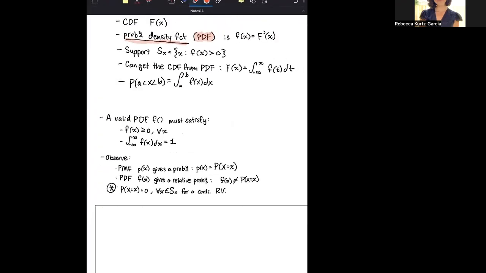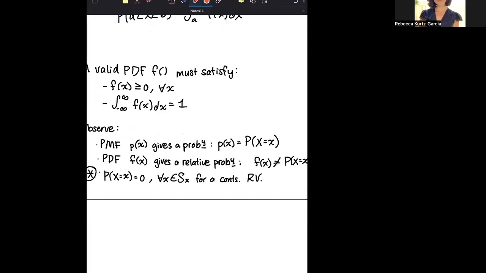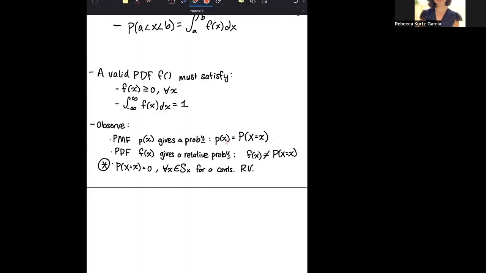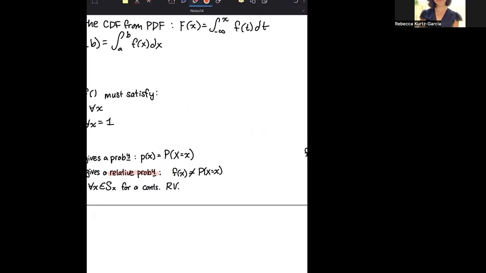A couple of things we want to note. The PMF, when we talked about discrete random variables, always gave a probability. So if p of x was our PMF, then that value for p of x would just equal the probability that X equals x. That was really handy for us from before, but that is no longer the case with PDFs. PDFs instead give a relative probability. So you can't put a value in for x inside f of x and have it necessarily equal the probability that X is equal to x.